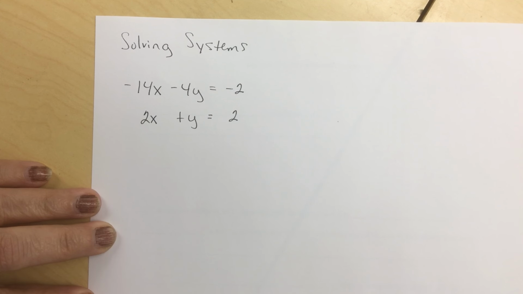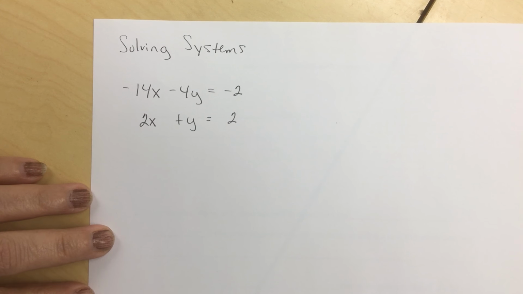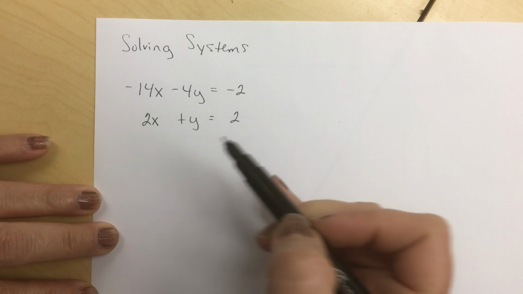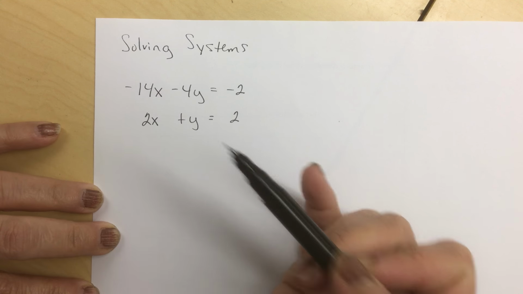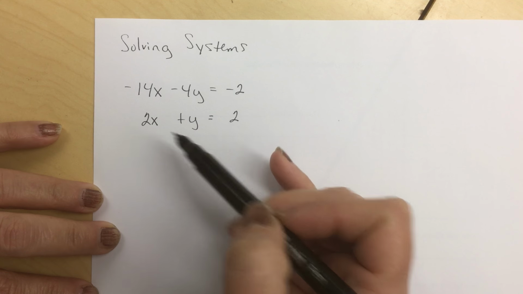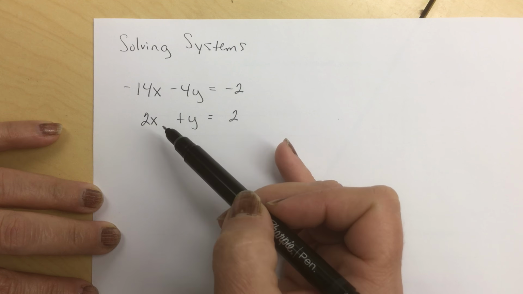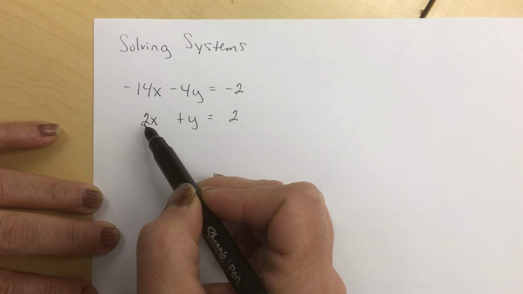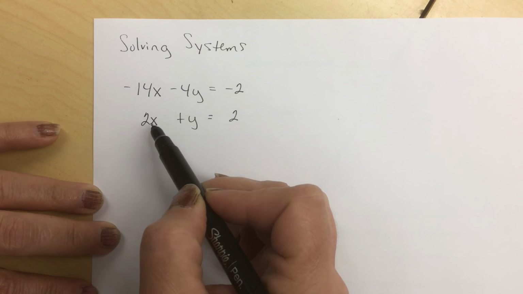Okay, so in this video, I'm going to show you how to solve systems. This first one I would solve by elimination. So I look to see, I want to get one of my letters to cancel out. So I look to see which of my letters would be easiest to multiply by a number to cancel out. So if I took 2 times 7, I would have 14.